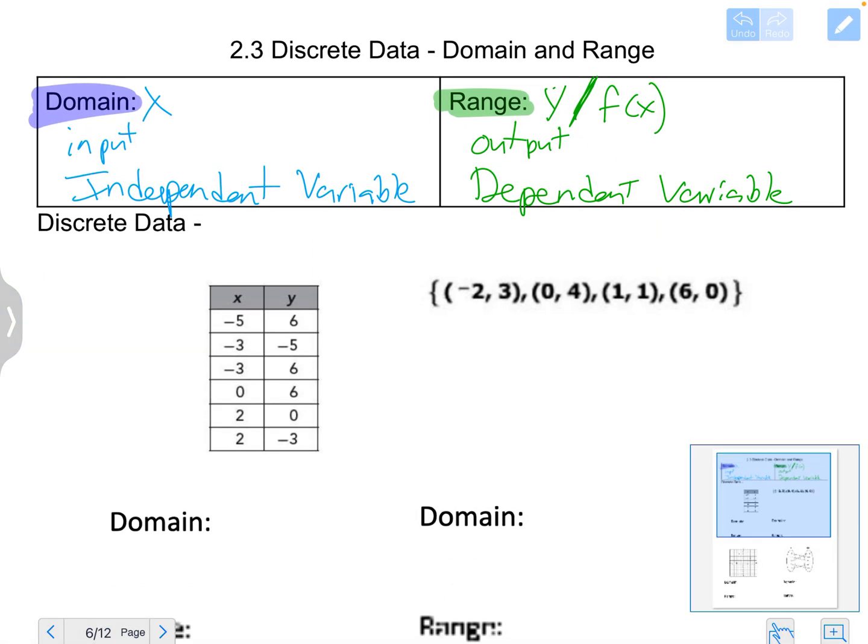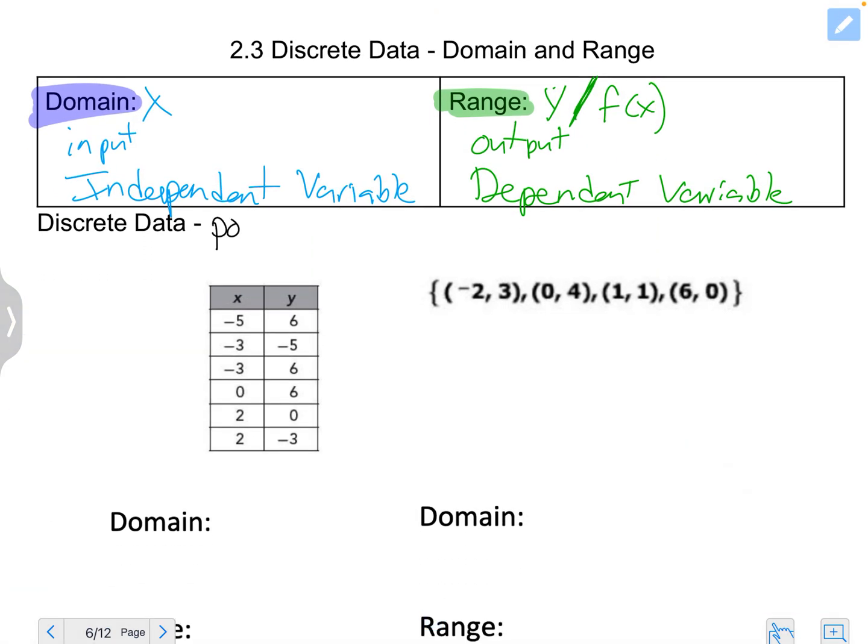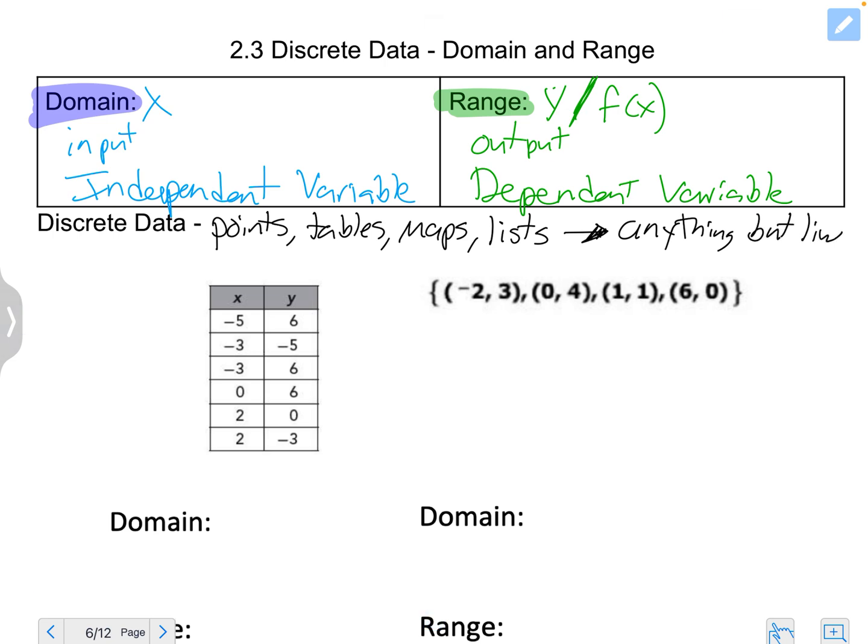And so our discrete data is going to be points. It's going to be tables. It's going to be maps. And it's going to be lists. Basically, our discrete data is anything but lines. Lines are going to be continuous data.